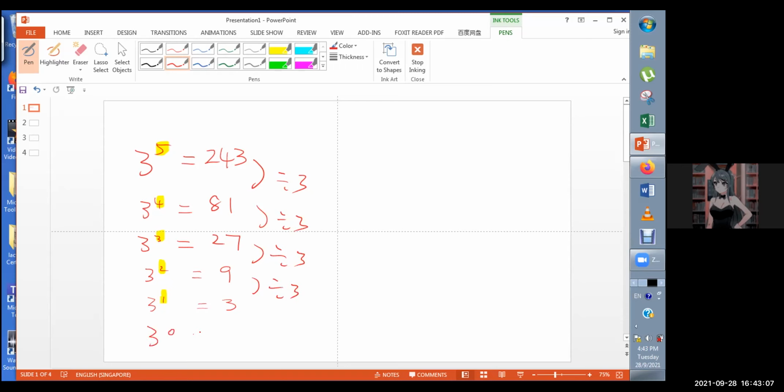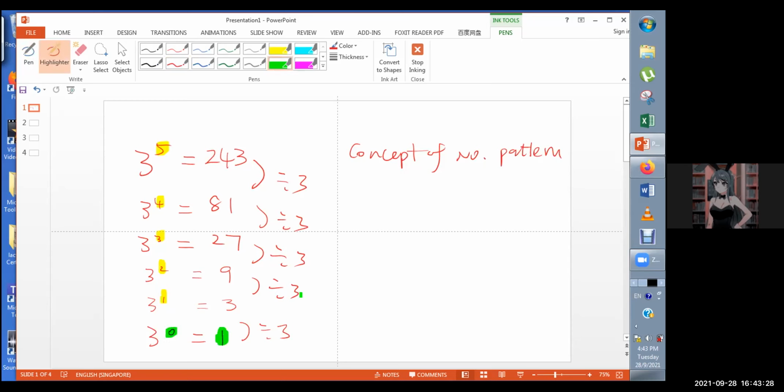And then what do you think? 3 to the power of 0. So you are going to divide by 3 again. 3 divided by 3 is 1. So I make use of the concept of number pattern. Okay. This is one way to look at why 3 to the power of 0 is 1.